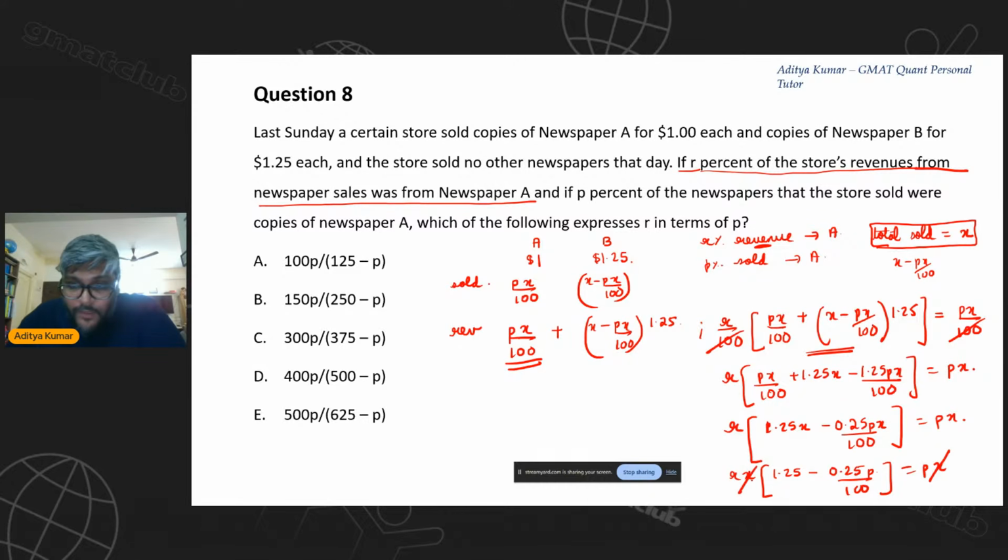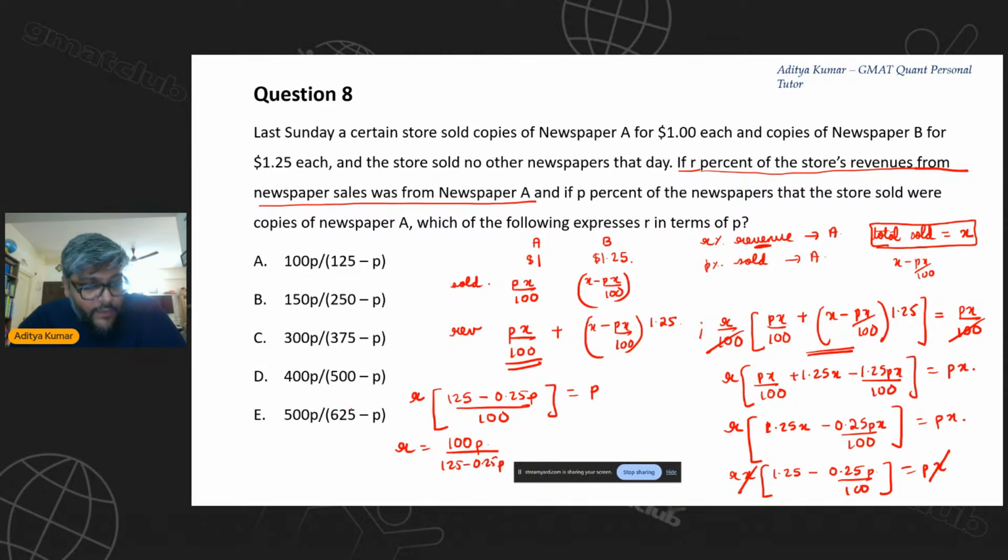What is the question asking me? What is R? Which of the following represents R in terms of p? So I need to isolate R. So I'll simplify it further. I'm doing it here, guys. So R times 1.25 into 100 is 125 minus 0.25p divided by 100 is equal to p. So R will be p divided by this entire term. And if I divide p by this entire term, the 100 would go on top. That's 100p divided by 125 minus 0.25p.